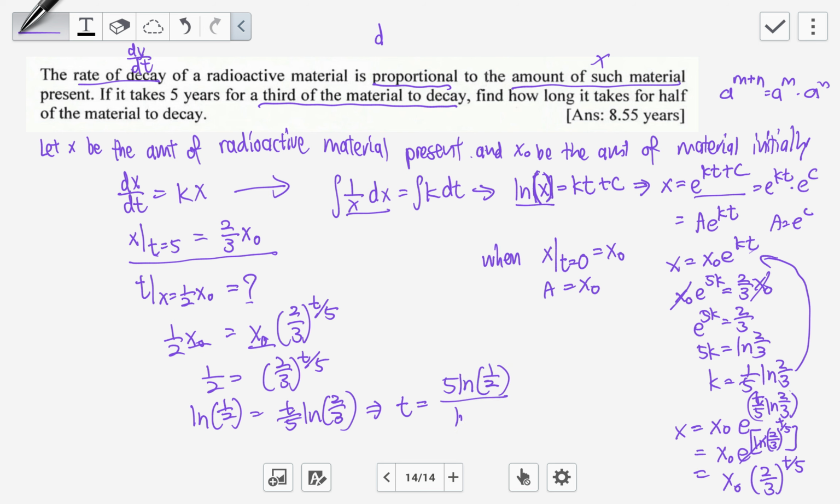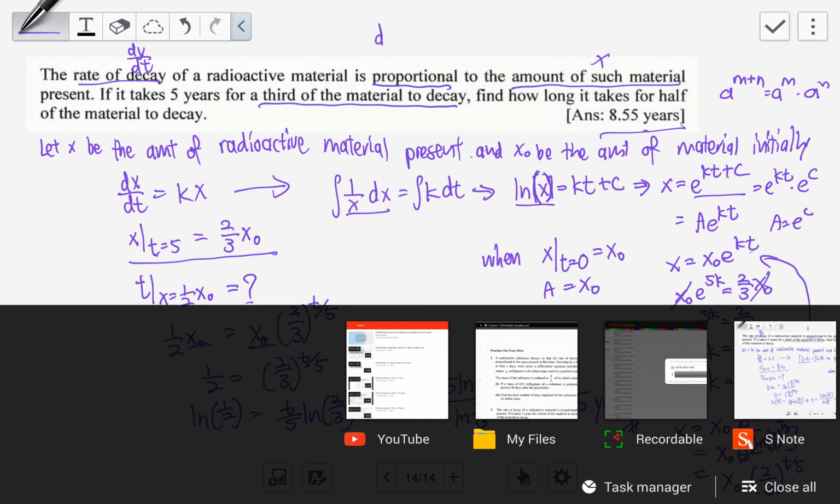over ln(2/3). Doing the calculation, ln 0.5 divided by ln(2/3) gives 8.547, or 8.55 years if I round it to 3 significant figures, and that is the answer here. And so that's for this tutorial.